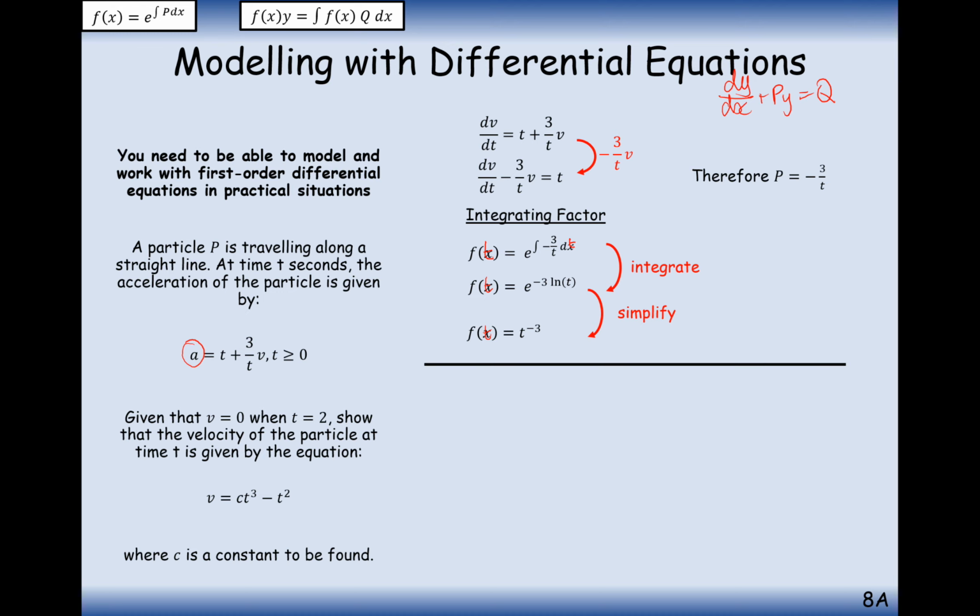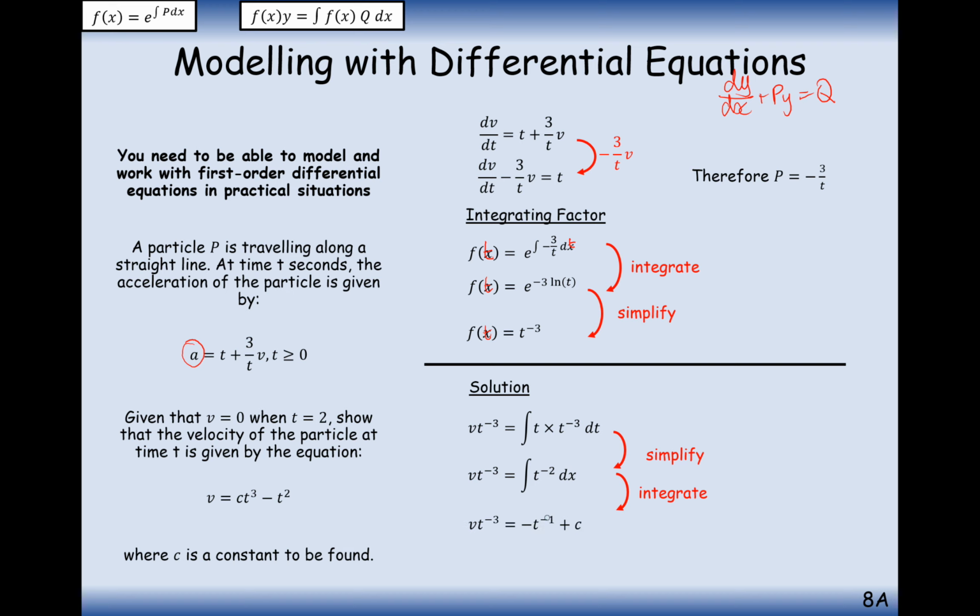Okay, so now in the second stage of a first order differential equation problem we start solving it. The solution is always of this form here: f of x times y equals the integral of f of x times q dx. However, we're not using the letters x and y here, we're using v and t. So it's going to be v, that's the y bit, times t to the minus 3, that's the f of x bit, equals the integral of t, that's the q bit, times t to the minus 3, that's again the f of x bit, dt. So let's now simplify what we've got there, and now integrate.